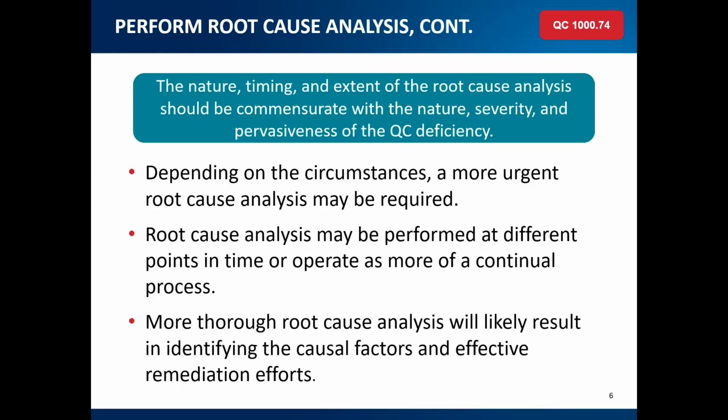Under QC 1000, the nature, timing, and extent of the root cause analysis is required to be commensurate with the nature, severity, and pervasiveness of the QC deficiency. So, a QC deficiency that could affect multiple engagements may require more urgent root cause analysis depending on the circumstances. To illustrate, a QC deficiency related to a firm's approach to testing business combinations would be more urgent if a firm's clients regularly enter into such transactions.